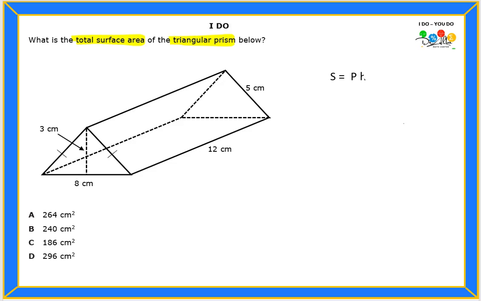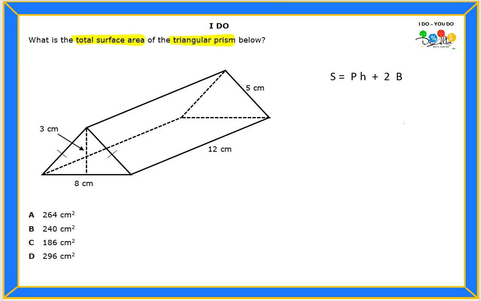And it says, what is the total surface area of the triangular prism below? So we're going to be looking for total surface area, and the shape that we're going to be dealing with is a triangular prism. Since I want to find total surface area, the first thing I want to do is bring the formula, right? And the formula for that is S equals PH plus 2B, okay? Where the P is the perimeter of the base and the capital B is the area of the base, but we'll write it down in a minute.